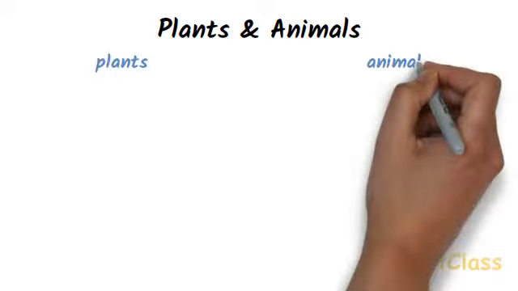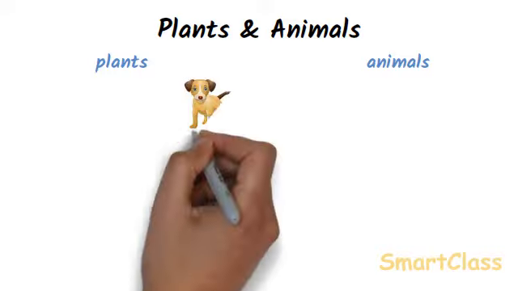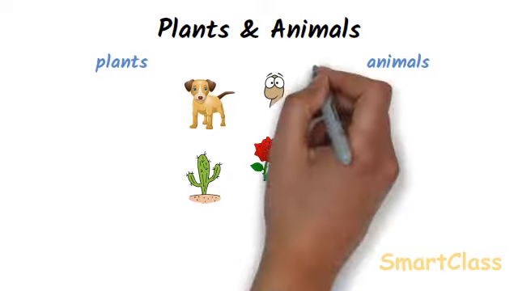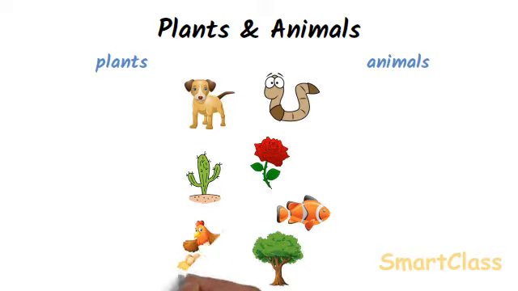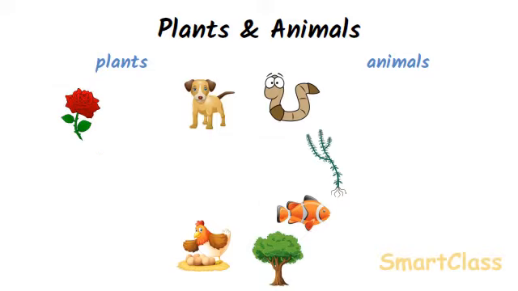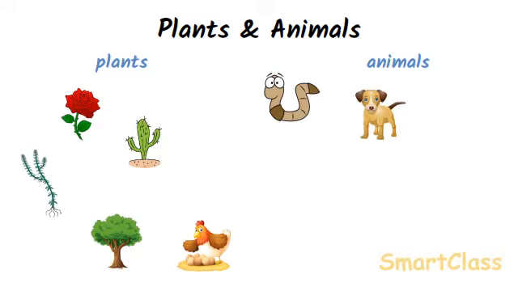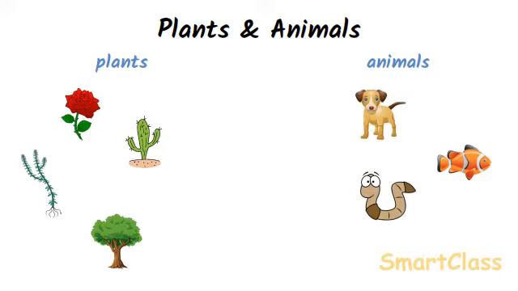As an example, let us classify the following objects into plants and animals. Here we have objects like dog, rose, fish, cactus, earthworm, tree, hen and hydrilla. Now from this list, we can group all the objects into two groups as follows. The plants group will have rose, cactus, tree and hydrilla in it, and the animals group will have dog, fish, earthworm and hen in it.